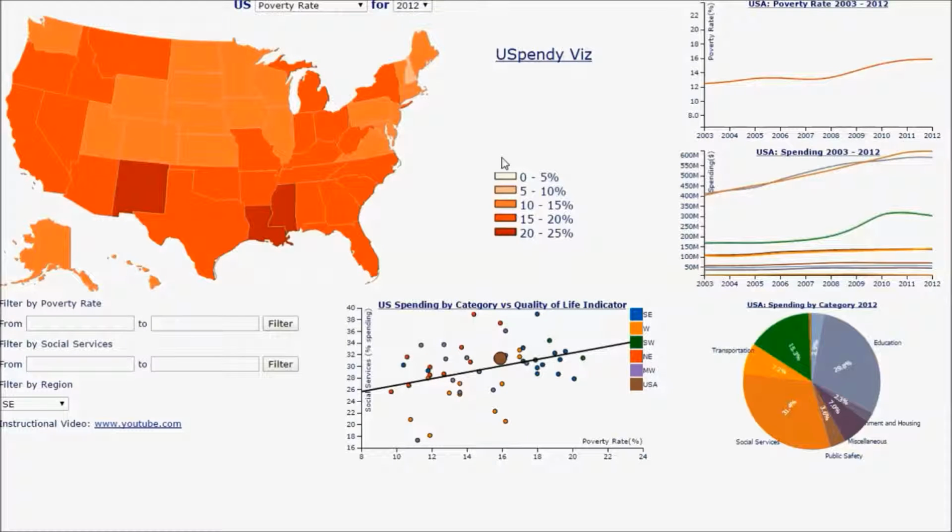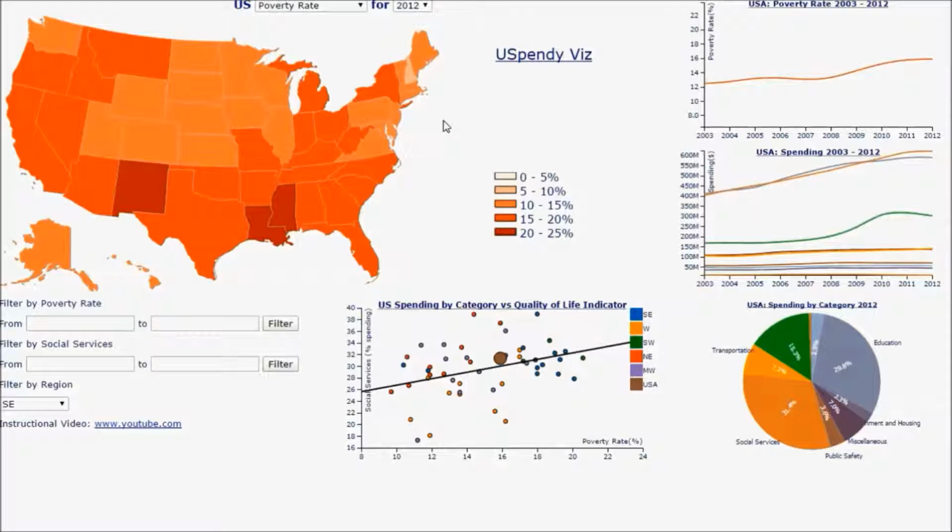Taking a look at our InfoViz, we see on the left side we have aggregate data for the nation as a whole in the form of a data map as well as a scatter plot towards the bottom. On the right hand side we have state-specific data in the form of two time series charts as well as a pie chart.